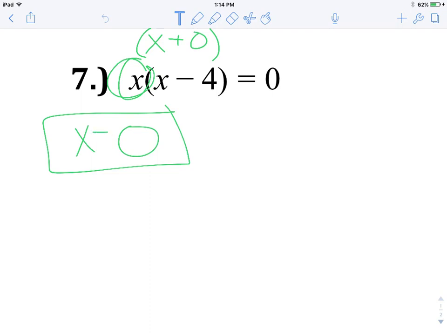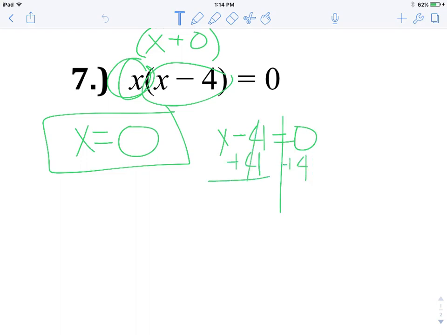So that's one of your answers. That one's done. So now we're looking at the second parenthesis, x minus 4 equals 0, and we're going to add 4 to both sides. So we have x equals 4 and x equals 0.